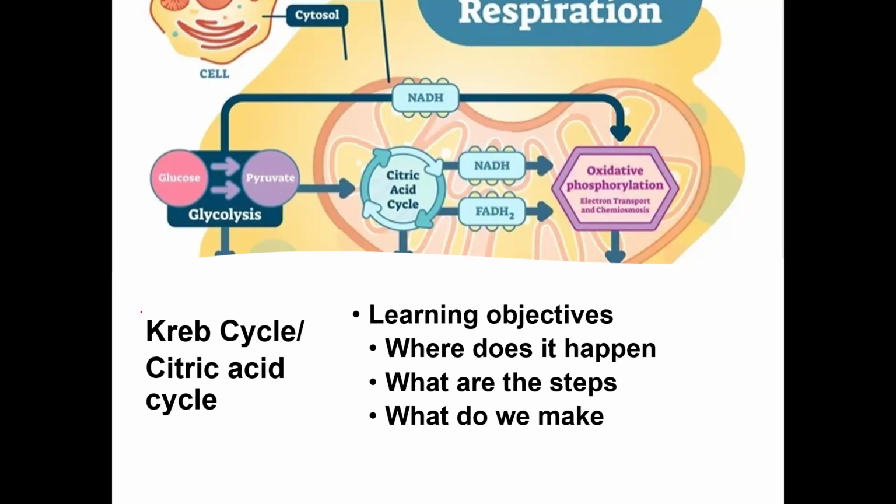What we're going to be doing today is looking at the Krebs cycle, also known as our citric acid cycle. We're going to identify exactly where this happens, what the steps are, and what we're trying to produce from this cycle.